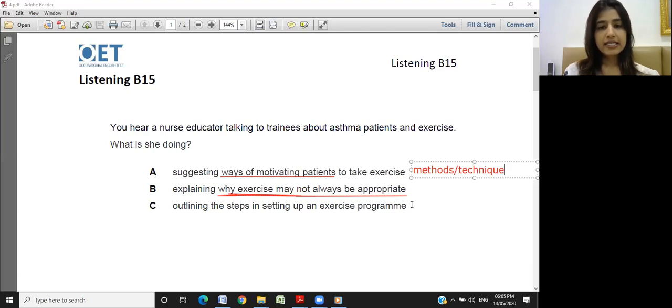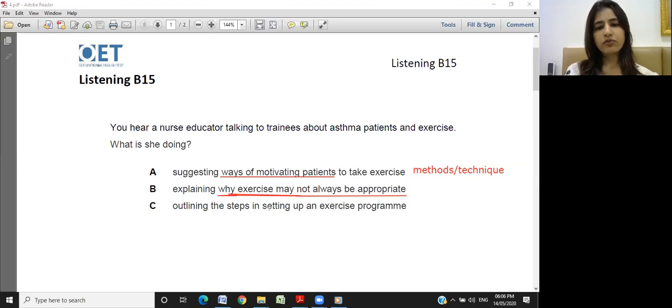But it says steps in setting up an exercise program. It is not about what type of exercise they would do. What do you mean by setting up an exercise program? To organize. Yes, when you develop or design an exercise program. So here it may not include what type of exercises, but it is steps. Like, what are the steps that you take?